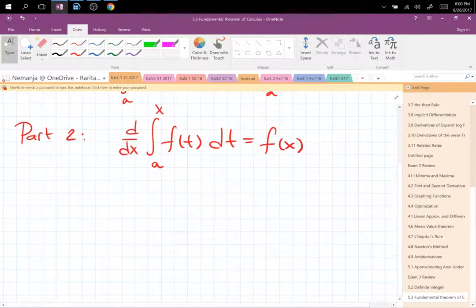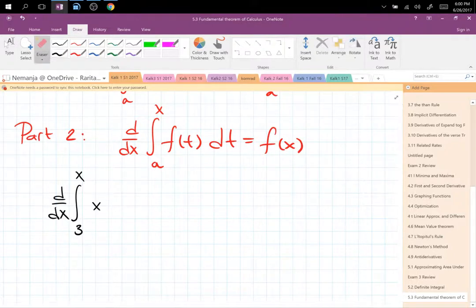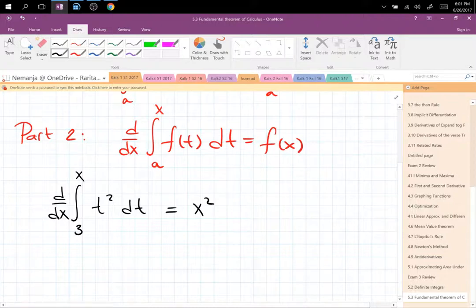So if I am to write the derivative of, let's say, the integral from 3 to x of t squared dt, I can just write x squared. I don't have to compute anything. It's immediate by the theorem. Now you could go and compute, and you will get x squared.